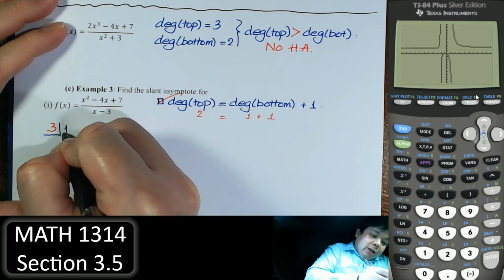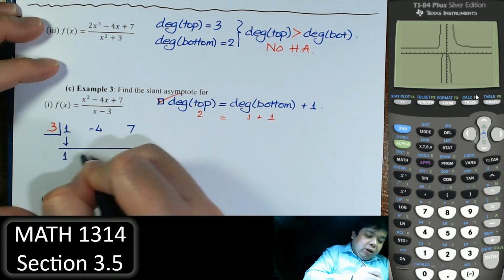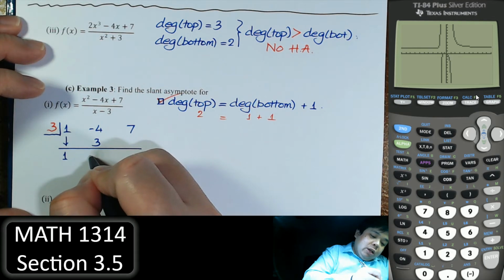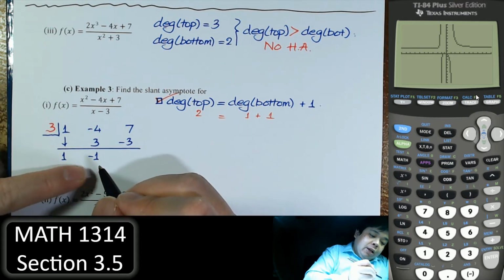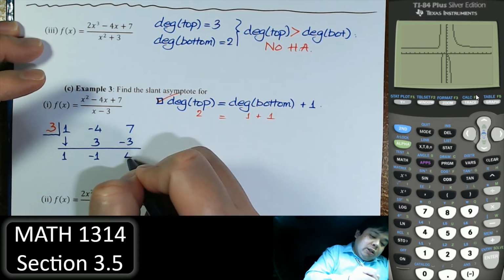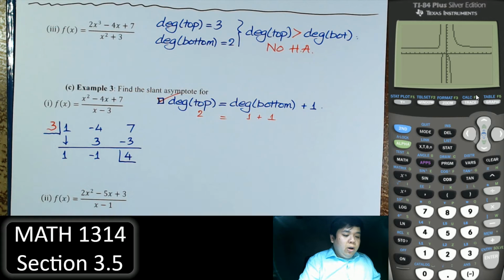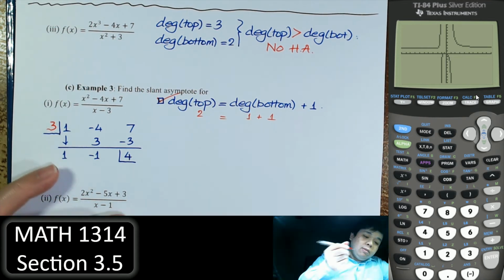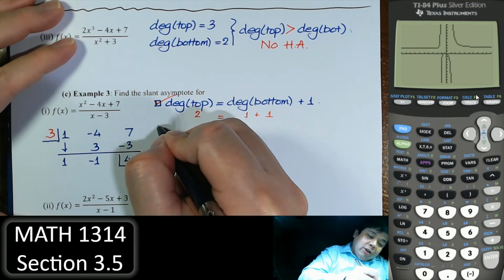Right, x squared minus 4x plus 7. Drop the 1, 1 times 3 is 3, negative 4 plus 3 is negative 1, 3 times negative 1 is negative 3, and then that gives us 4 as a remainder. Right, so this is not equal to 0, so there are two criteria.